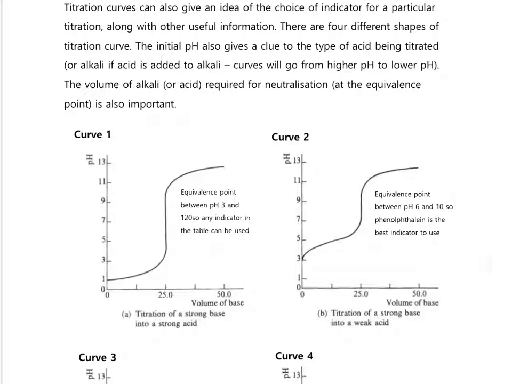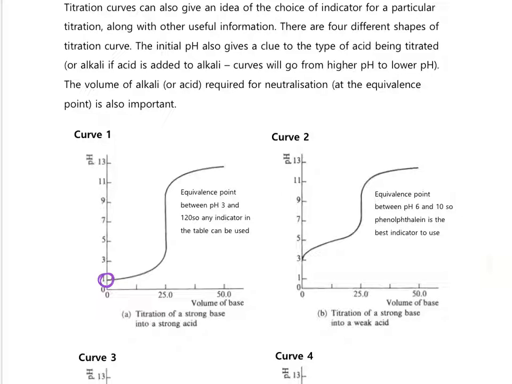Okay, so there's 3 bits of information that we can tell from our titration curve automatically. First thing is from your starting point. Your starting point tells you the pH. The starting pH tells you the pH of the acid. Why does it tell me the pH of the original acid?